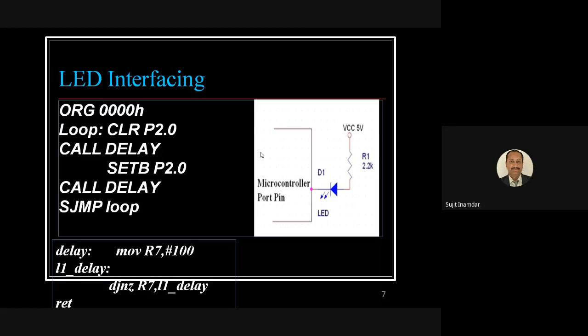LED blinking program. As compared to the earlier program, this is the simple way of writing. I insist you open the notebook, put today's date, and write the program, because the same program tomorrow during the practical session we will definitely implement. But right now you just note it down in the notebook, and I will tell you what it means.